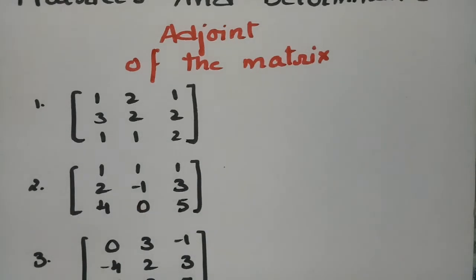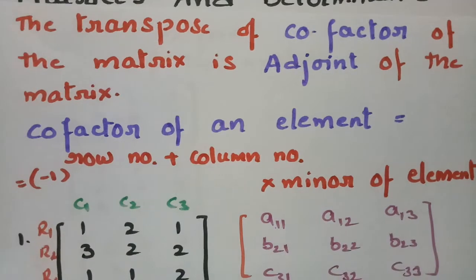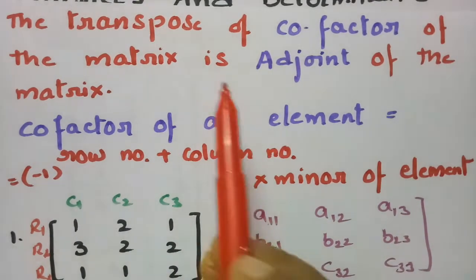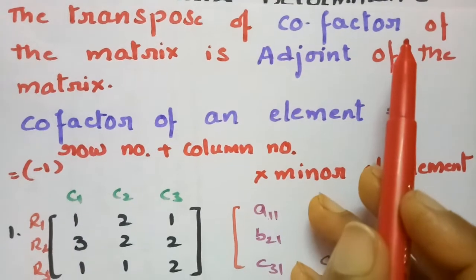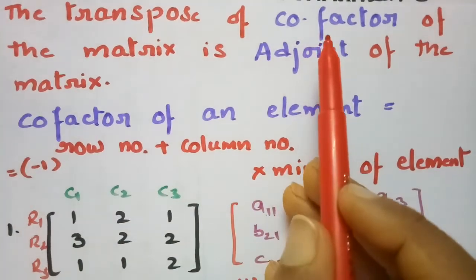The second question is to find the adjoint of the matrix. For finding the adjoint, as usual, first of all we have to find the cofactor of the matrix. The transpose of the cofactor of the matrix is nothing but the adjoint of the matrix. So we have to transpose the cofactor.